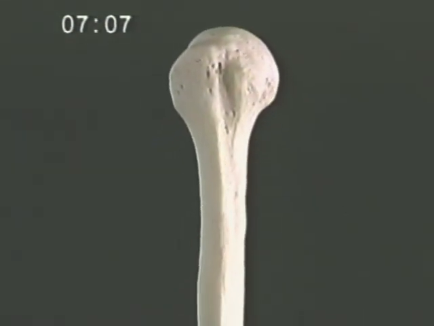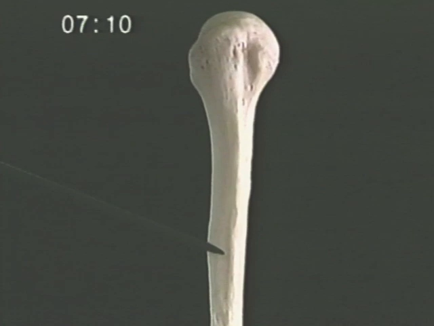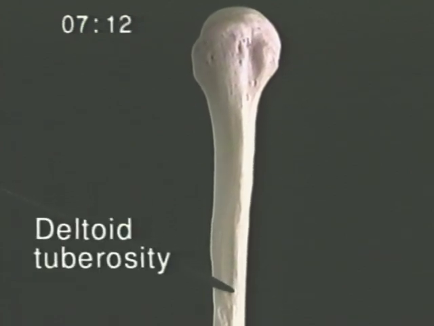Down here, on the lateral aspect of the humerus, almost halfway down the bone, is a rough spot, the deltoid tuberosity.